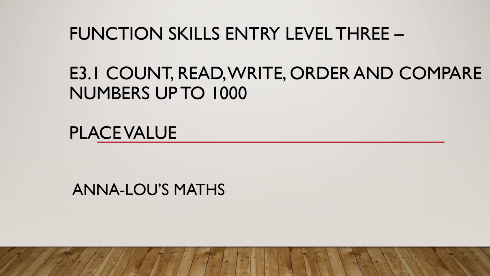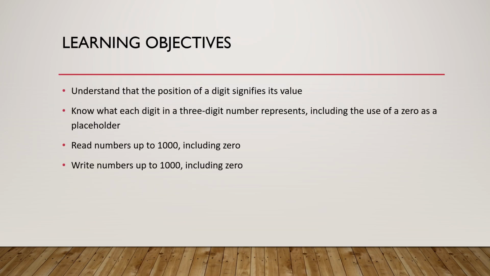Today we're going to be looking at place value, which is part of the entry level 3 criteria. Our learning objectives for this session are to understand that the position of a digit signifies its value. We need to know what each digit in a 3-digit number represents, including the use of 0 as a placeholder. We need to read and write numbers up to 1,000, including 0. This is part of the Edexcel spec.